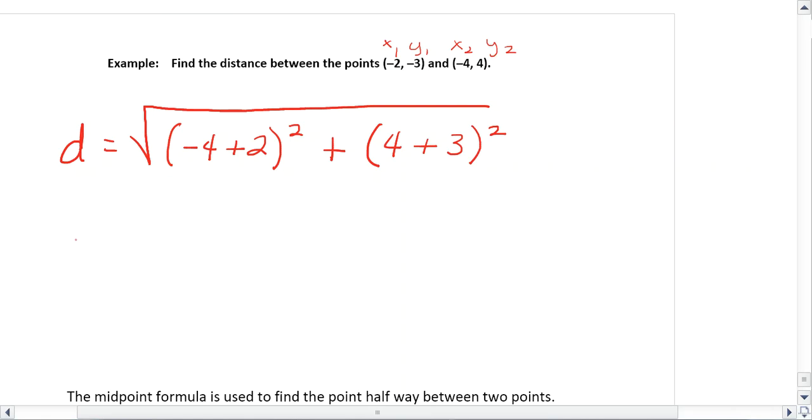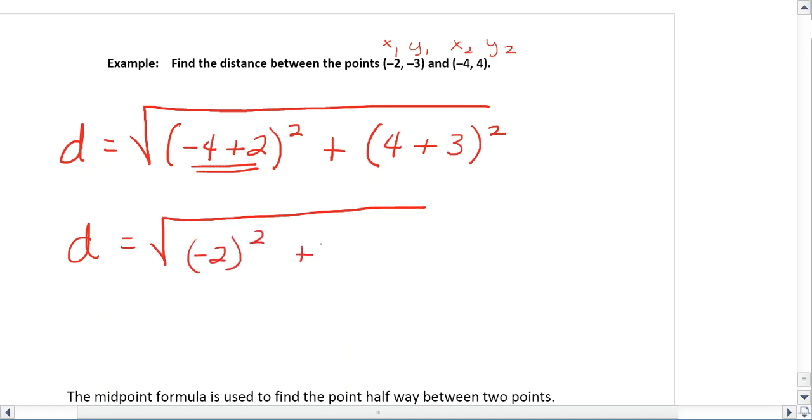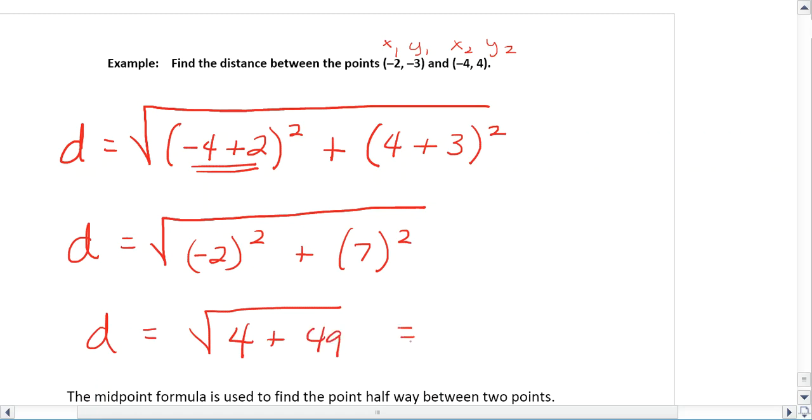Now we need to be very careful about following PEMDAS when we do this simplifying. You do need to go ahead and add or subtract these numbers first. So -4 plus 2, I'm going to try to show you all the steps, and you'll probably be skipping some of these steps when you get familiar. But that's a -2, and we are squaring it. Plus 4 plus 3 is 7, and we're squaring that. So now let's go ahead and square these numbers. -2 squared is +4. 7 squared is 49. And now you go ahead and add under the radical.